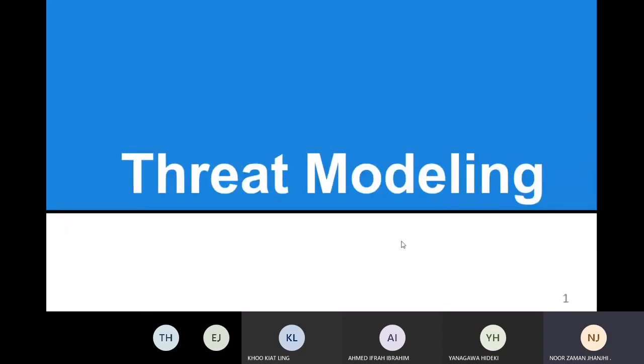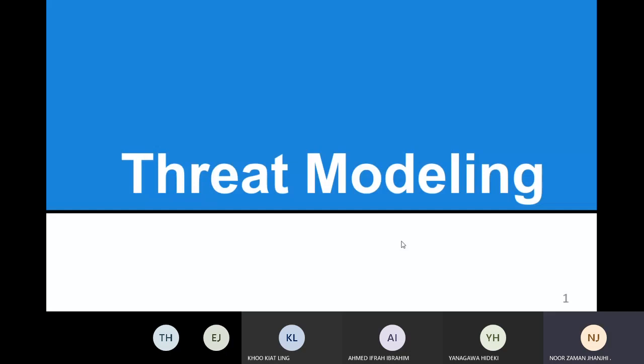Yes. So welcome again. Today we are going to discuss our third lecture, which is about threat modeling in secure software systems. Threat modeling is a very important concept. Probably most of you don't know about this.